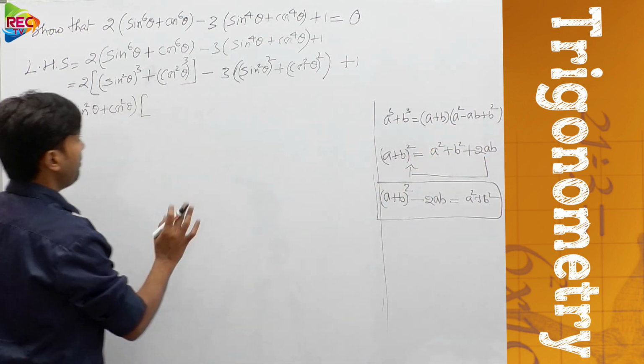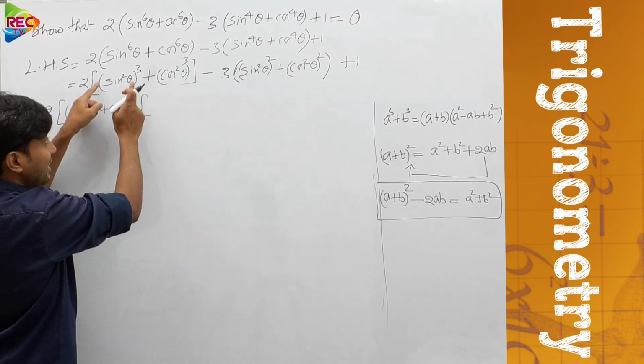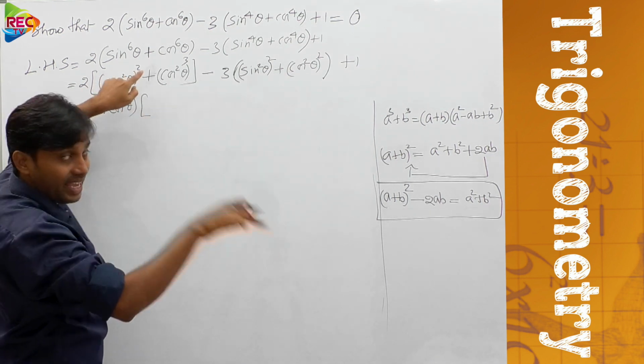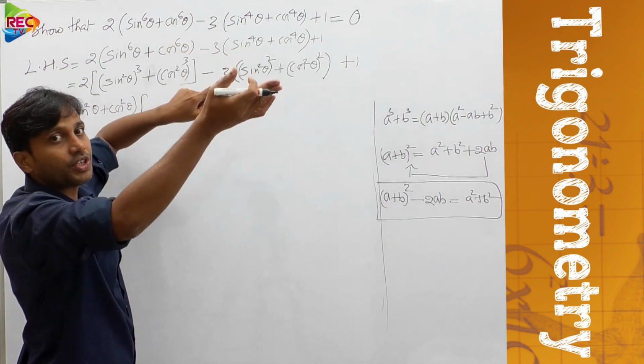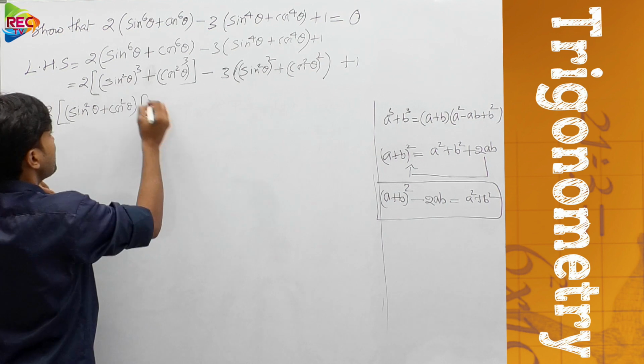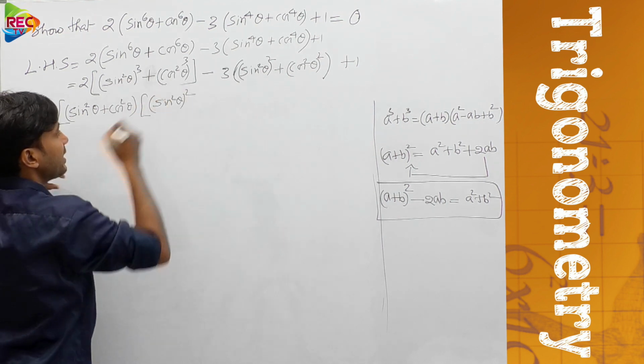So now tell me, what is a square? Don't say a square is sin square theta. A is sin square theta. If you want to get a square, you need to square sin square theta, right? So here sin square theta whole square is a square.